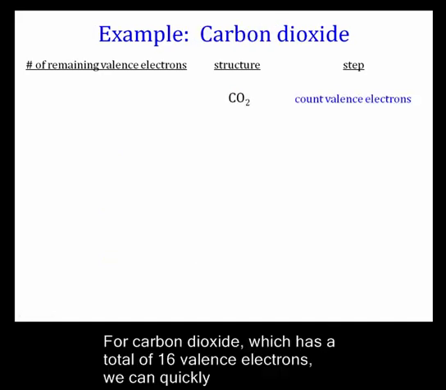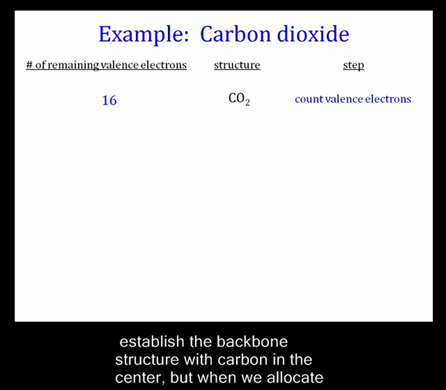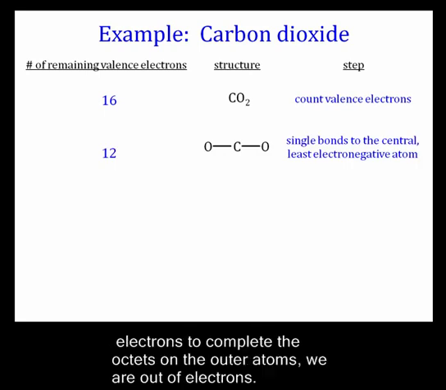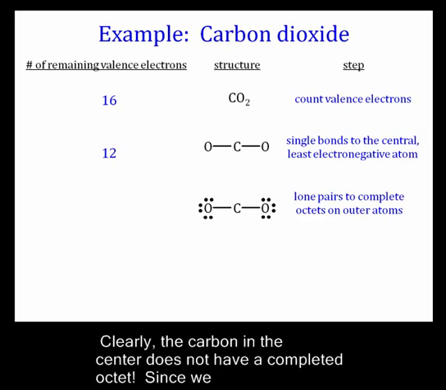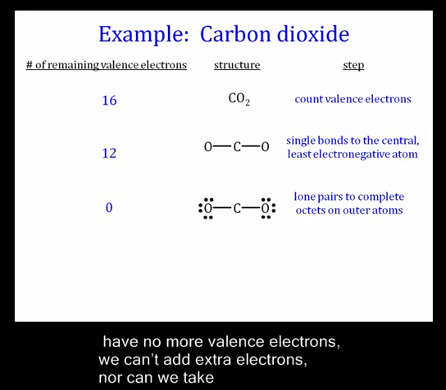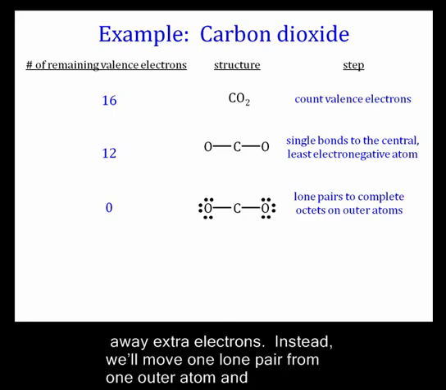For carbon dioxide, which has a total of 16 valence electrons, we can quickly establish the backbone structure with carbon in the center, but when we allocate electrons to complete the octets on the outer atoms, we will be out of electrons. Clearly, the carbon in the center does not have a completed octet. Since we have no more valence electrons, we can't add electrons, nor can we take away any extra electrons.